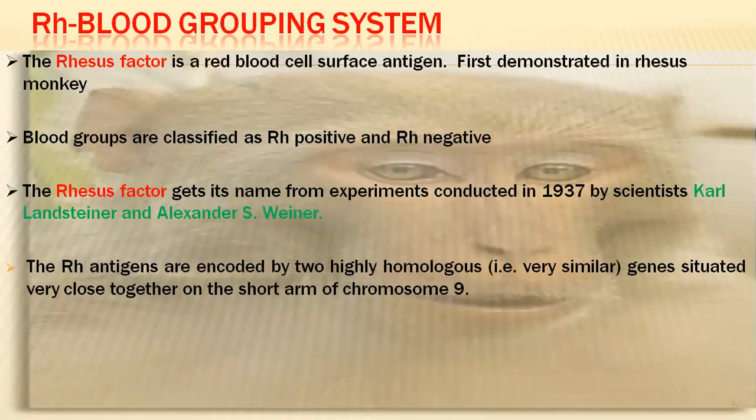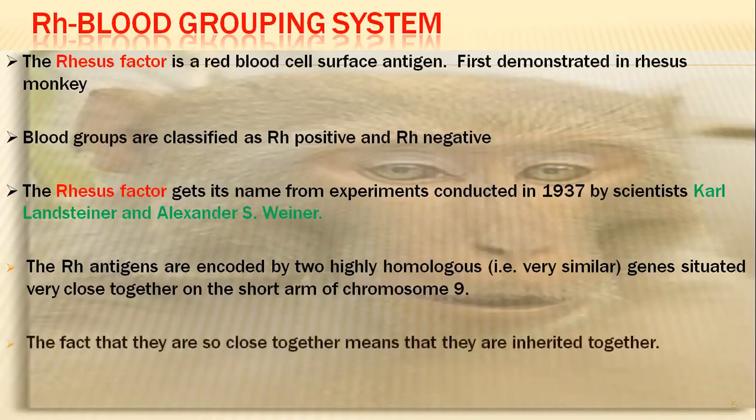These are the guys that described the rhesus factor in 1937. The rhesus antigens are encoded by two highly homologous, very similar genes situated very close together on the short arm of chromosome 9. So the genes that code for these rhesus antigens are found on chromosome number 9, just like the ABO genes. But there are different types of these genes, and they are close to each other. So in terms of inheriting them, they are inherited together because they are very close on chromosome 9.